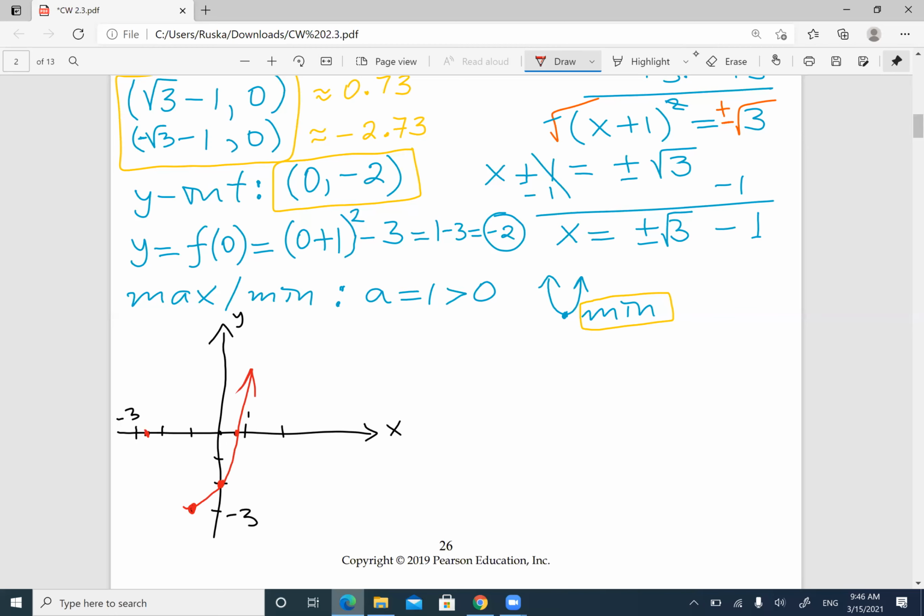So you're going to curve at the vertex. You're going to cross the x-axis at those 2 points. You're going to cross the y-axis at that -2 point. And this is the graph. This is the vertex, -1, -3 is the vertex. And these are my x-intercepts and the y-intercept. So this is how the graph is going to look like. Everybody understand the graph?